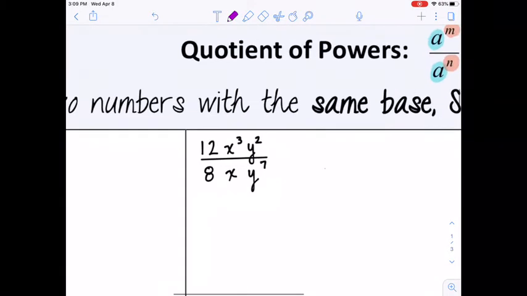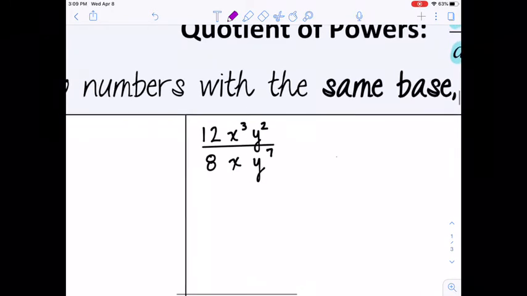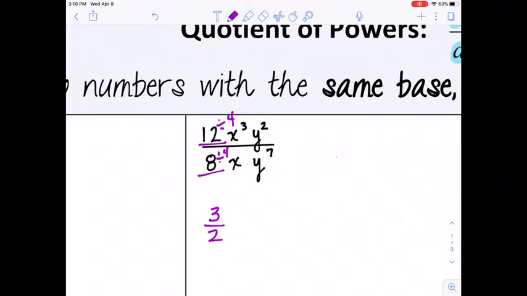I'm going to do this middle example here for you. 12 and 8 are regular numbers. So I just treat those like regular numbers. I look for whether I can divide them or can they reduce. And I notice that 4 goes into both of those. 12 divided by 4 is 3. 8 divided by 4 is 2. So I just reduce the 12 over the 8.